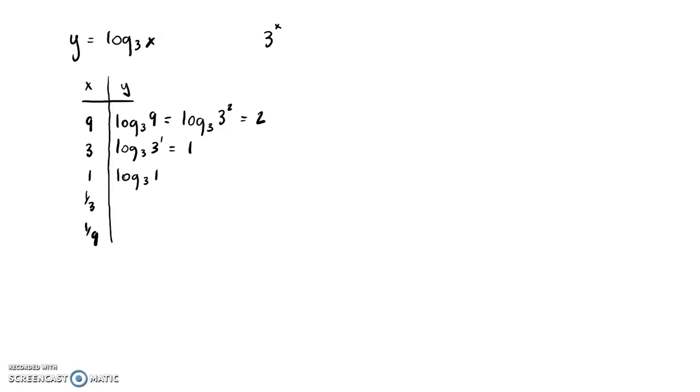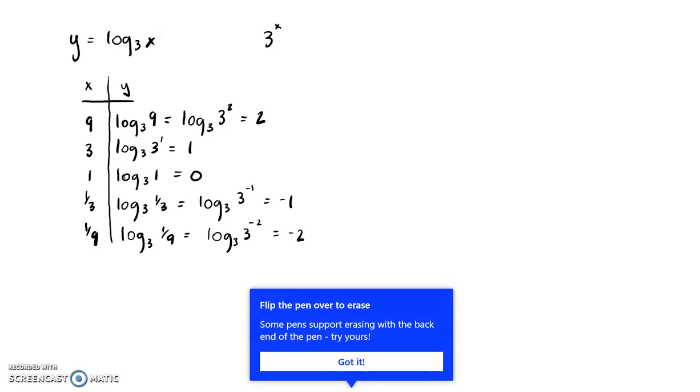Log base 3 of 1, remember any log of 1 is 0, or you can rewrite this as 3 to the 0. Log base 3 of 1/3. 1/3 is the same as 3 to the negative 1. And log base 3 of 1/9. Okay, 1/9 is the same as 3 to the negative 2. I have to flip it and square it. Okay, so that's our table if we were to go at it directly.